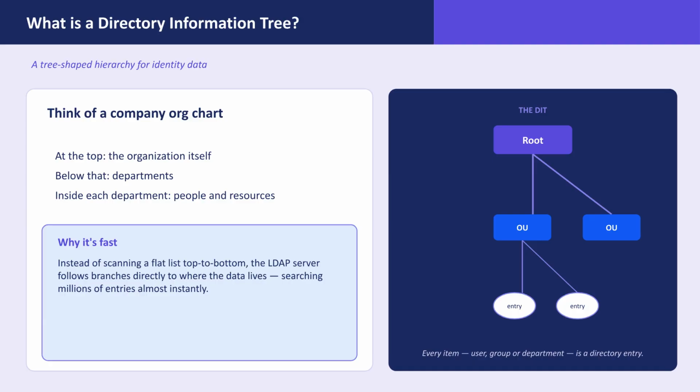The DIT works the same way, and this structure is what allows the LDAP server to search through millions of entries almost instantly, because instead of scanning a flat list from top to bottom, it follows branches directly to where the data lives. Every single item inside the DIT, whether it is a user, a group, or a department, is called a directory entry, and every entry sits at a specific location in the tree. Now let's walk through each level of the tree, starting at the very top.